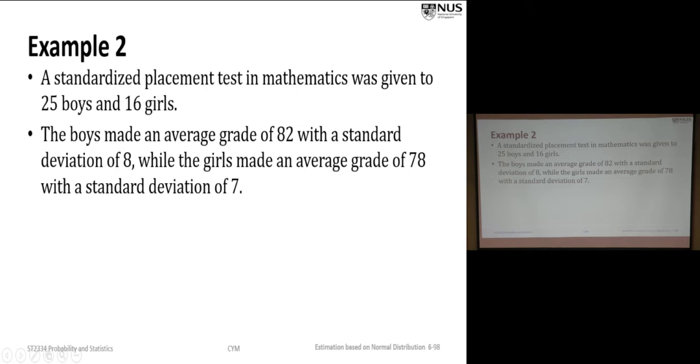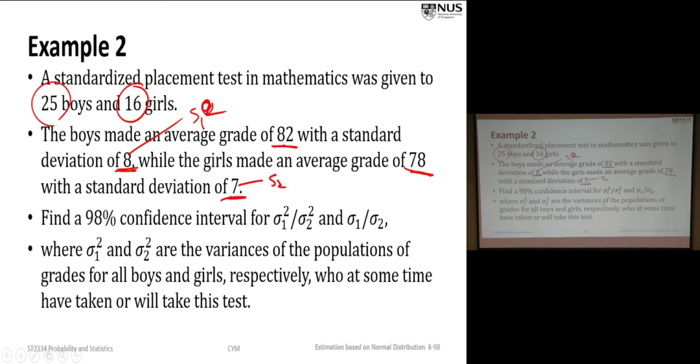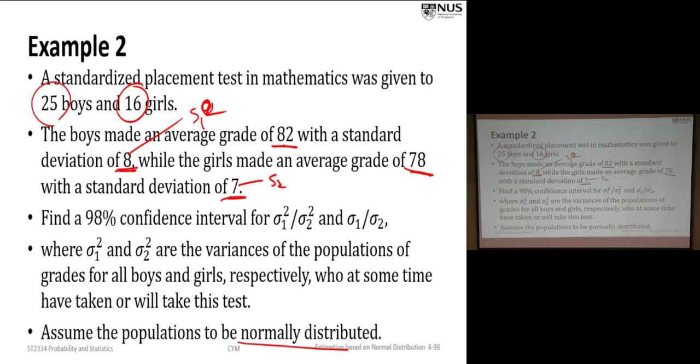Again, we have two placement tests for two groups, 25 boys and 16 girls. The boys have an average grade of 82 with standard deviation 8, and the girls have a standard deviation of 7. So this is S1 square, also S1, and this is S2. And find the confidence interval. We assume that the data are from a normal distribution, all right?